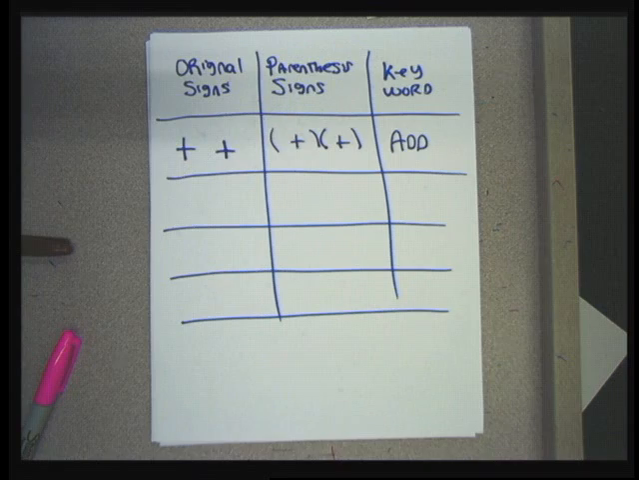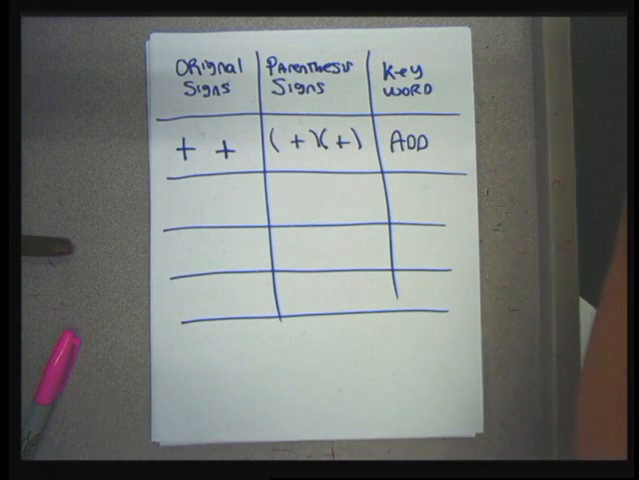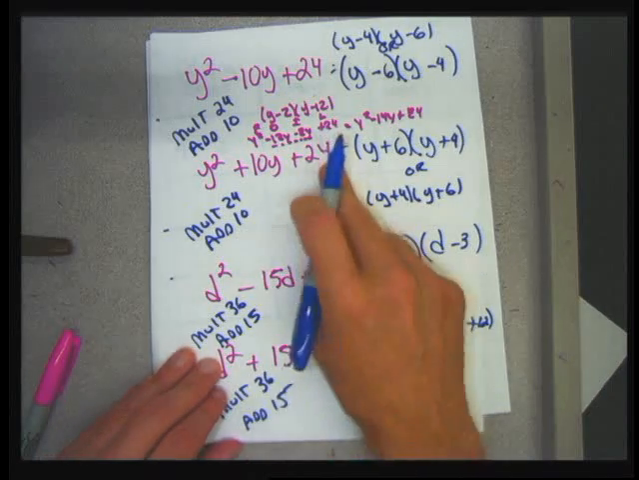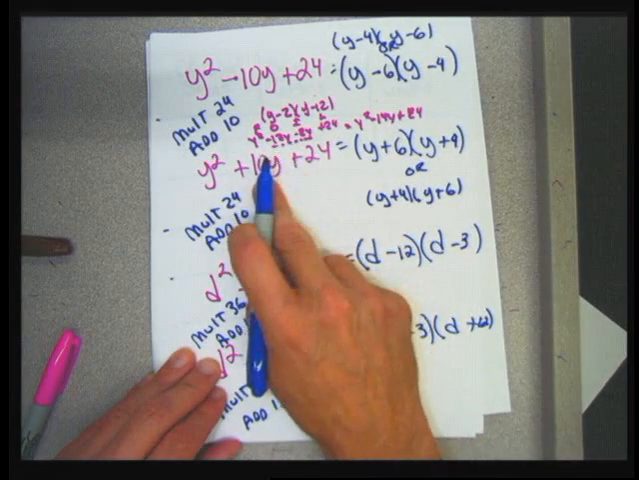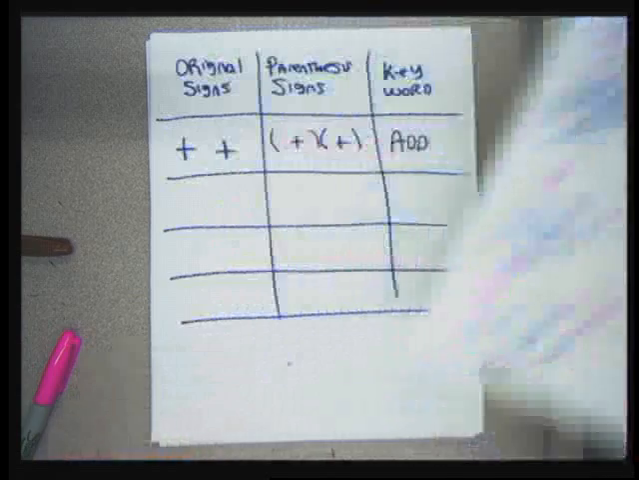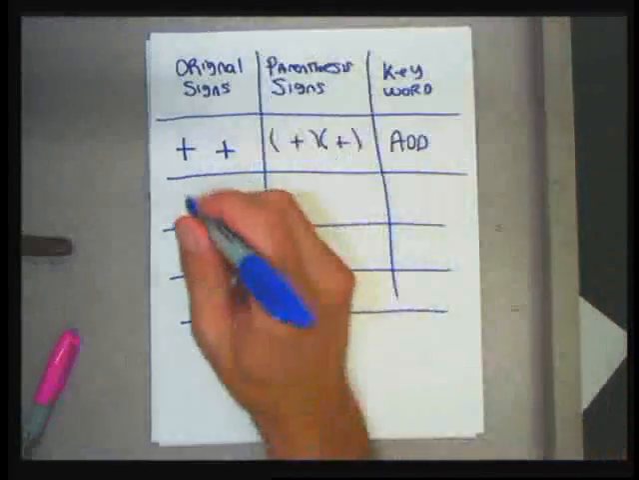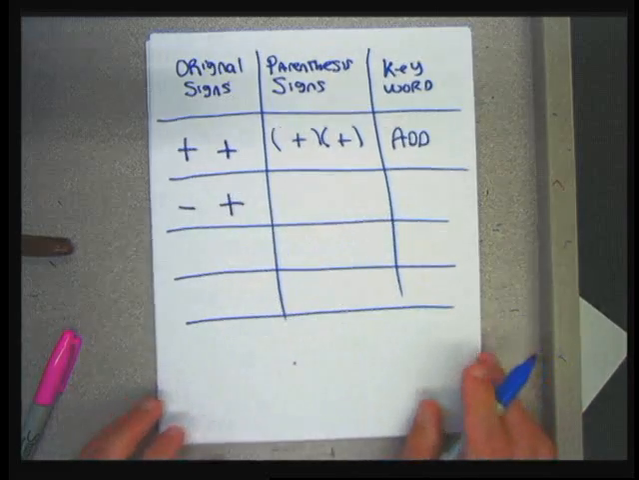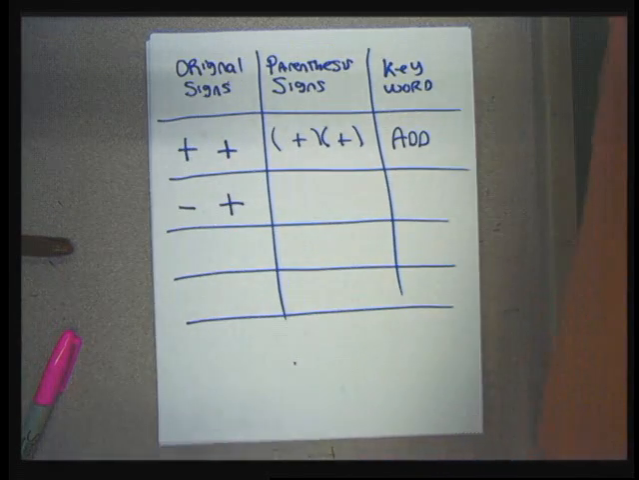Because my 12 and 3 had to add to 15 and multiply to 36. My 6 and 4 had to multiply to 24 and add to 10. So that's one possibility. The other possibility that leads to same signs is if the original problem had a minus first and a plus second.